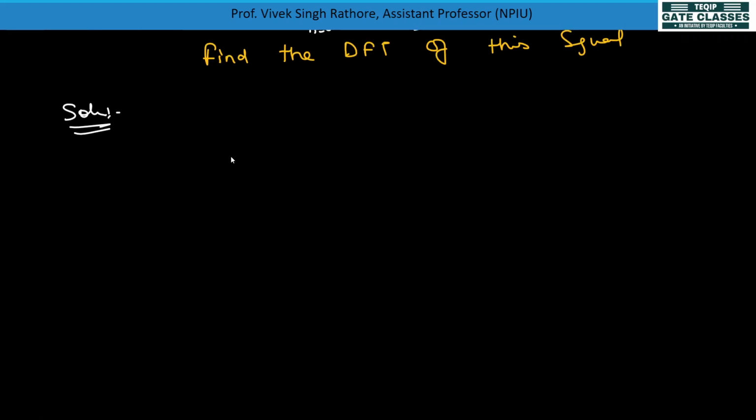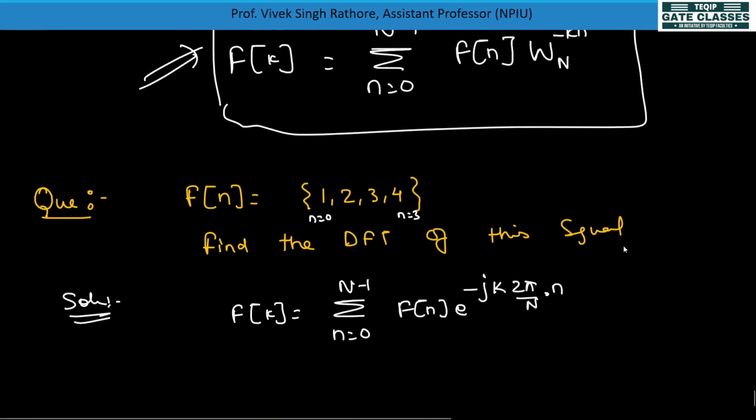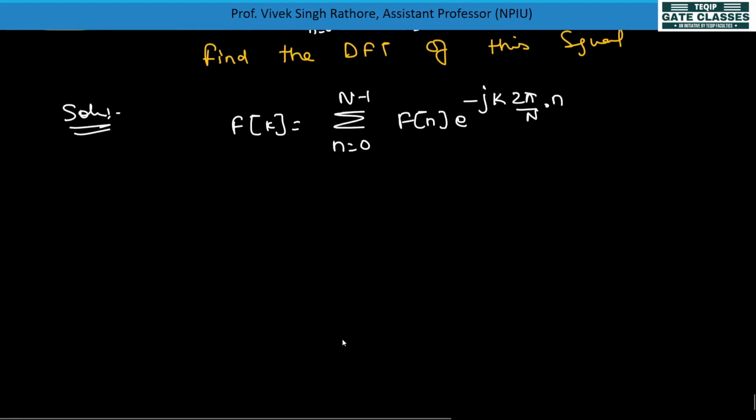How will we do it? You know the formula: f of k is the summation over n equal to 0 to n minus 1 of f of n, e to the power minus j omega n. For k you will write, omega means 2 pi by n, and into n. Simple, not very complex. Now tell me, 0 to n minus 1 means how much it will be? n equal to 0 to 4 minus 1, which is 3. Total n is nothing but 4.